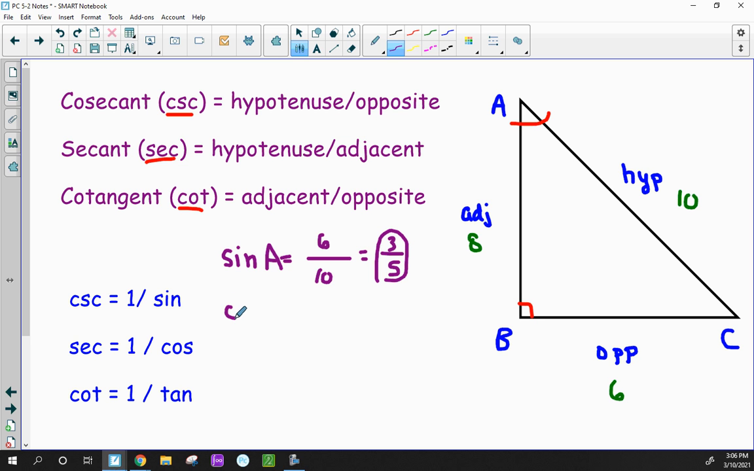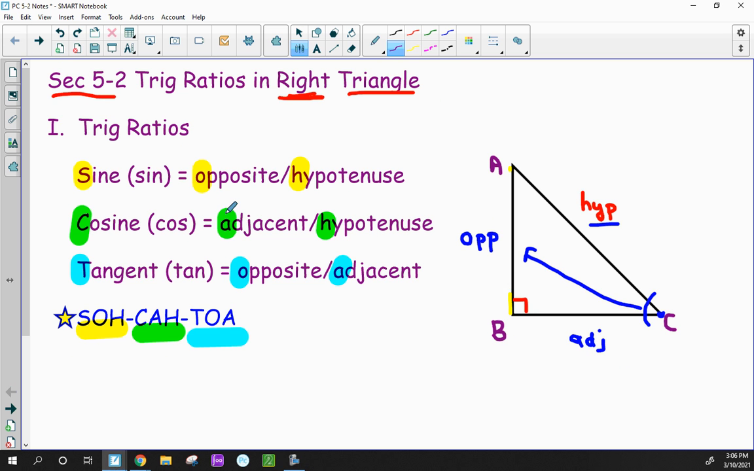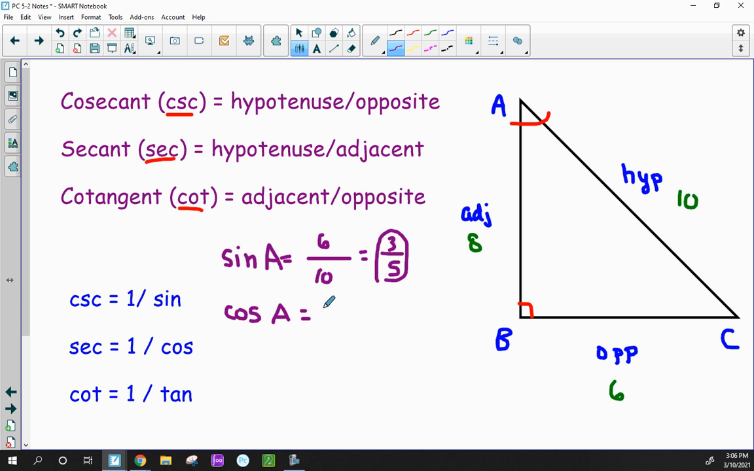The next trig ratio would be the cosine. Cosine of angle A in this picture can be found by doing the definition. Cosine is the same thing as adjacent over hypotenuse. Adjacent is 8. And again, that's why it's important to label the sides. Then it's really easy to fill in the ratio. Hypotenuse is 10, and then we reduce 8/10. 2 goes into 8 4 times, 2 goes into 10 5 times.